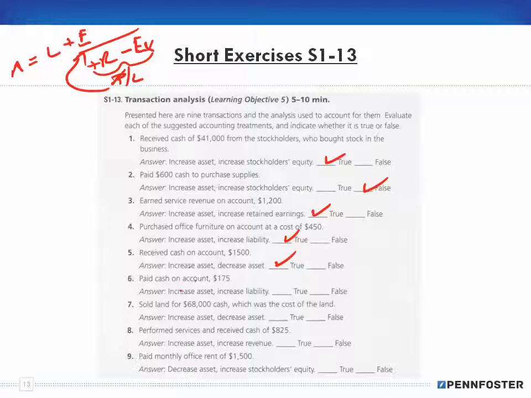Right, number 6, paid cash on account, 175. Increase an asset, decrease a liability. Okay, so if I'm paying cash on account, am I increasing or decreasing my cash? I'm decreasing it. And I know that cash is an asset, so I can't be increasing the asset, so this immediately becomes false, right? This would be a decrease to the asset.